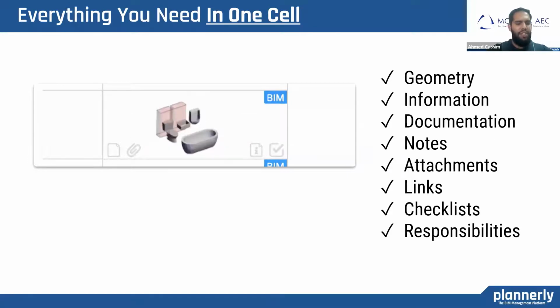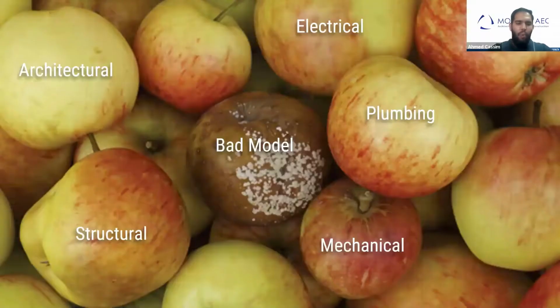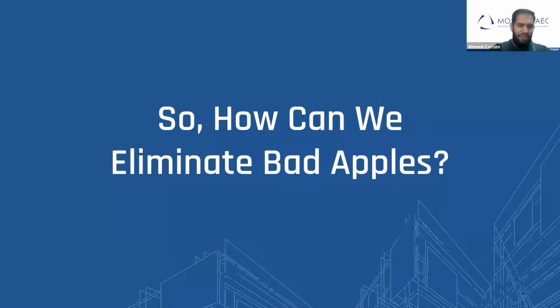So how do you achieve glorious BIM? Well, we need to understand that all it takes is just one bad model to derail us, as it will have a significant impact in spoiling all the other models. A model with missing geometry or an uncoordinated model can really mess things up when we're doing clash detection, for instance. So how do we eliminate those bad apples?